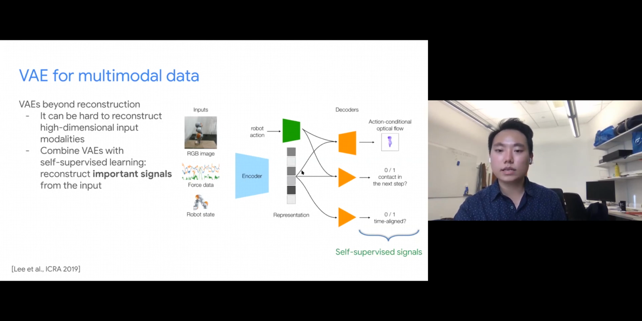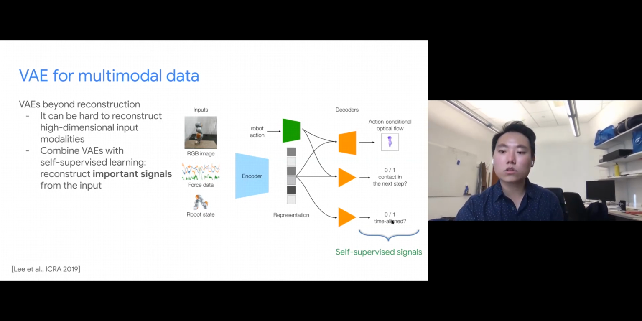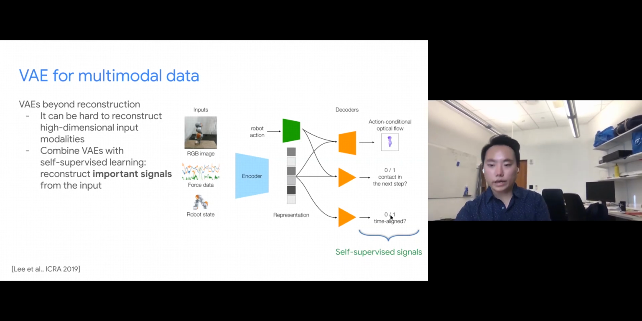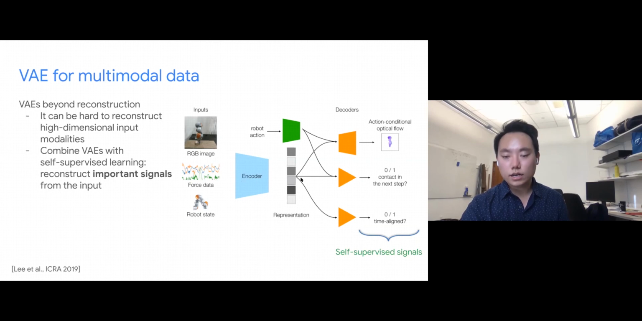So what they did here was take this representation and decode it into three things. One was optical flow. Another was whether a contact was made in the next time step, so that's a binary 0-1 variable. And another 0-1 variable asks whether my force and my RGB image were aligned. Essentially, these are self-supervised signals that, by domain knowledge, you can define to be important for these tasks. So instead of reconstruction, they're learning an encoder-decoder that predicts these things. At the same time, they also impose a Gaussian prior on these latent representations.